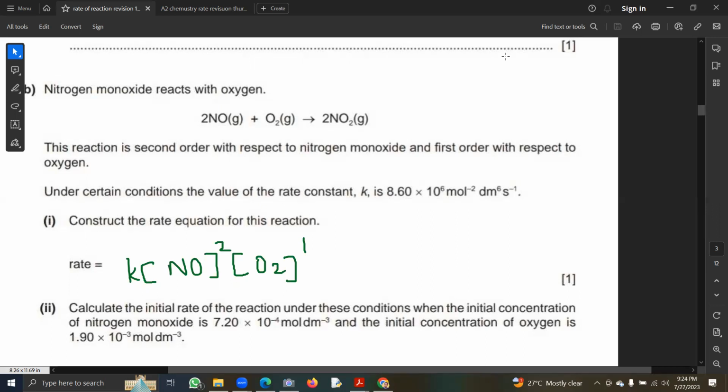The order, the 2, is the power. Yes, that will come as a power in the rate equation. Now we have to put the values and calculate the initial rate of reaction under this condition. k we know, concentration we also know. Put the values and multiply. We should find the rate is 1 times 10 to the power 6, that's correct.